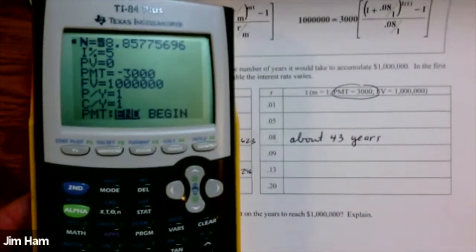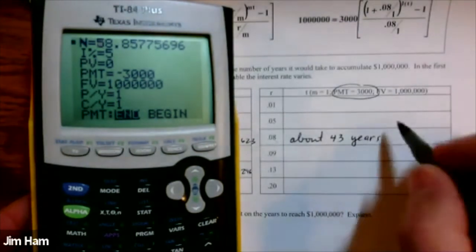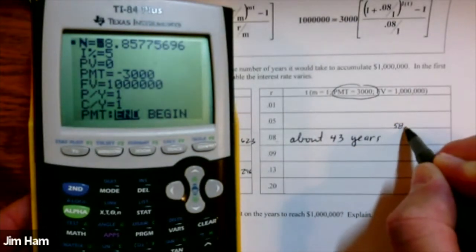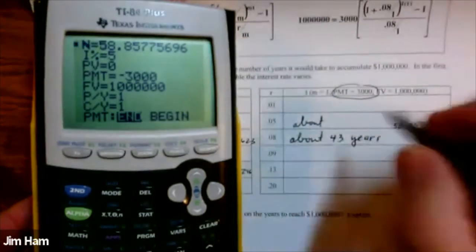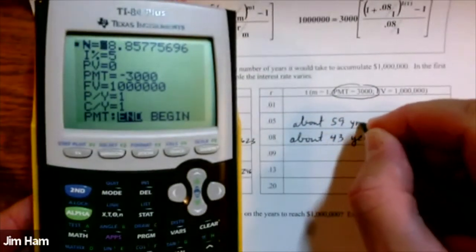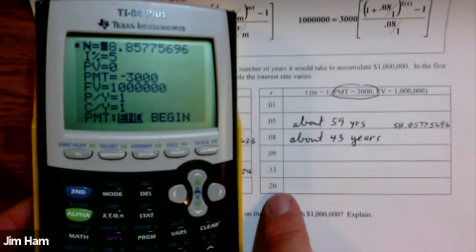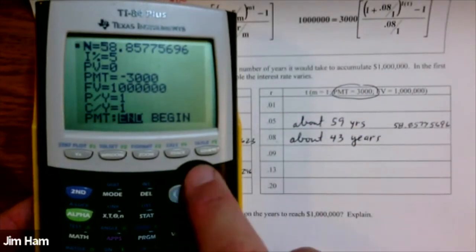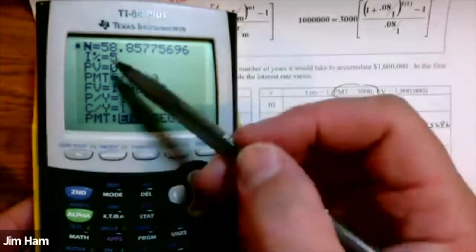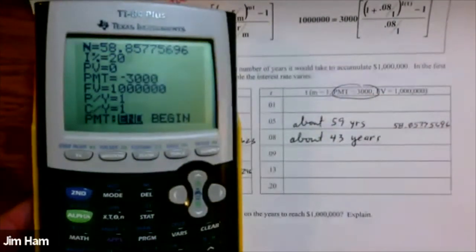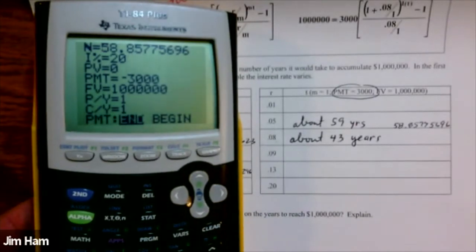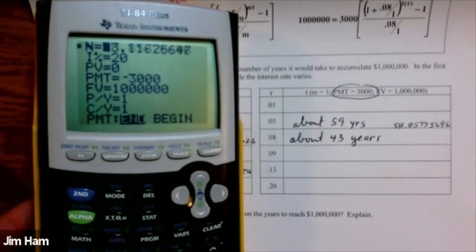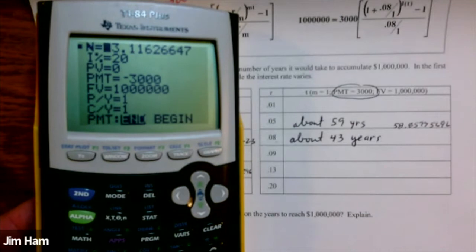Okay, so you can see if you get a lower interest rate, it's going to take many, many more years for you to achieve $1 million. All right, so I'm going to say about 59 years. Now, however, if you do 20%, look at this one. If you change the interest rate to 20, how long will you have to work? If you're a smart investor and you know where to put your money, it's only going to take 23 years.